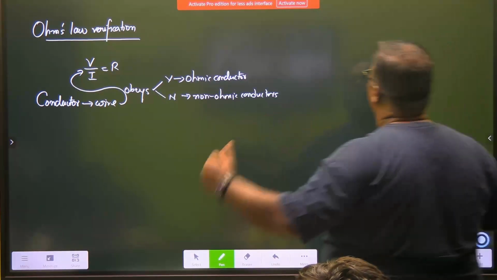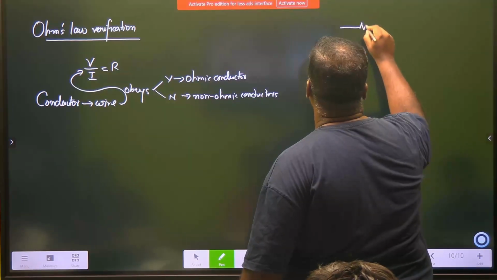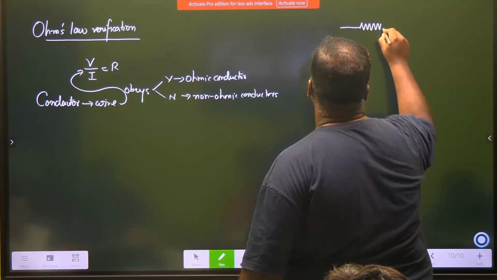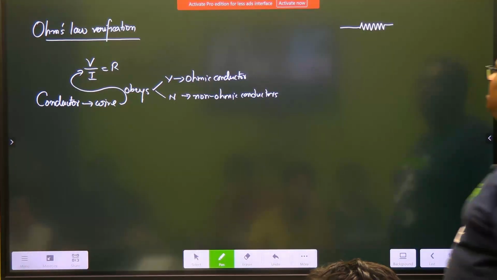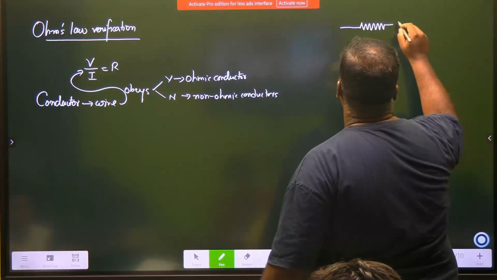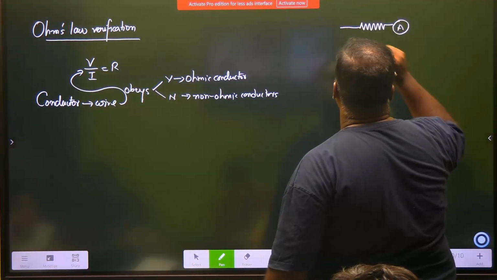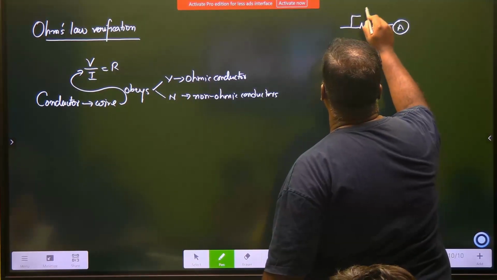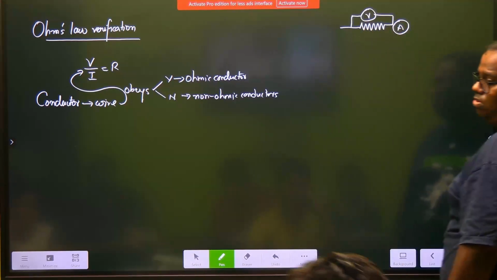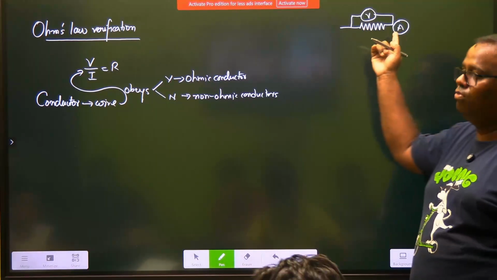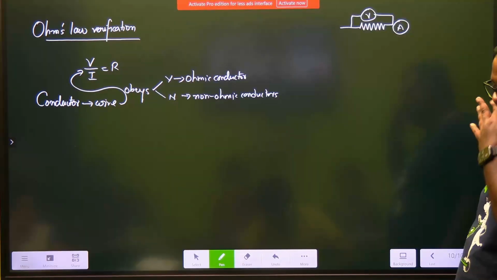Now, how do you set up this experiment? These are things, if you understand, it will become easy. So let's say this is my unknown wire. This is the wire whose resistance is not known, right? And what I have done, I have connected one ammeter with it, and I have also connected in parallel one voltmeter with it. What will these two devices do? The voltmeter will tell me what is the voltage across the conductor. The ammeter will tell me how much current is going through the conductor.